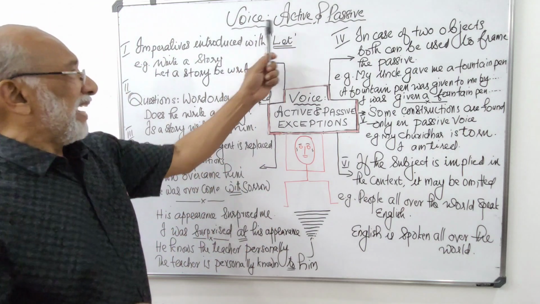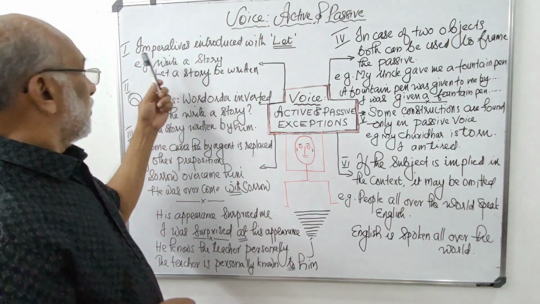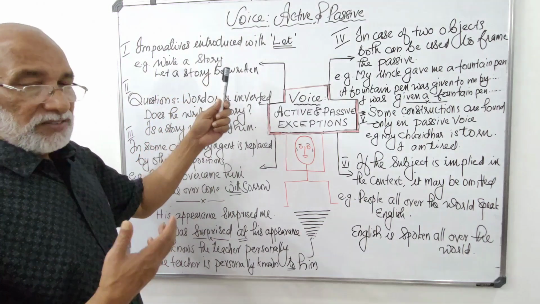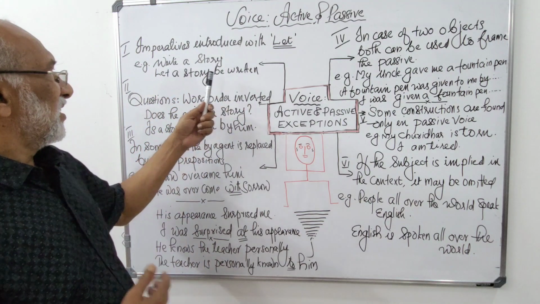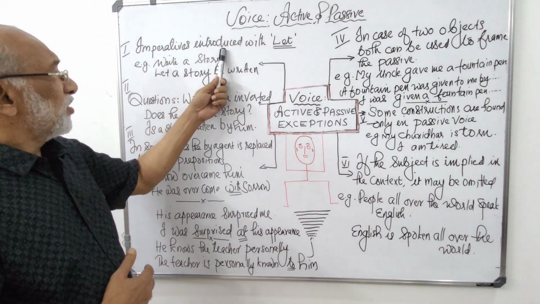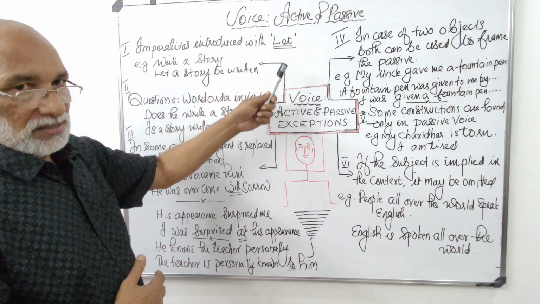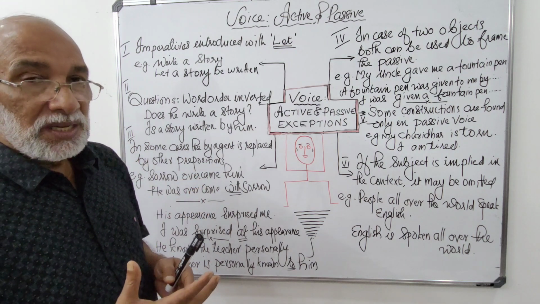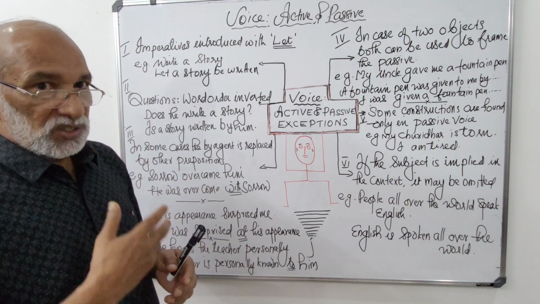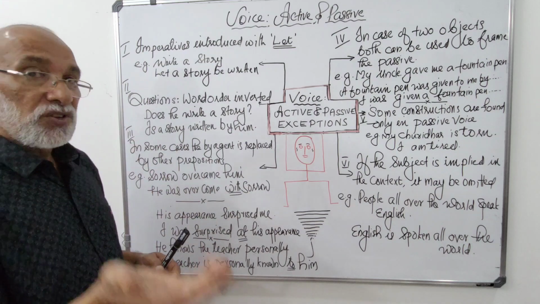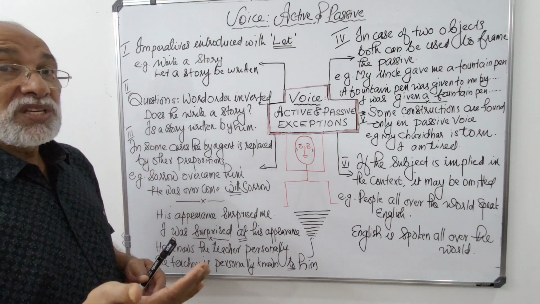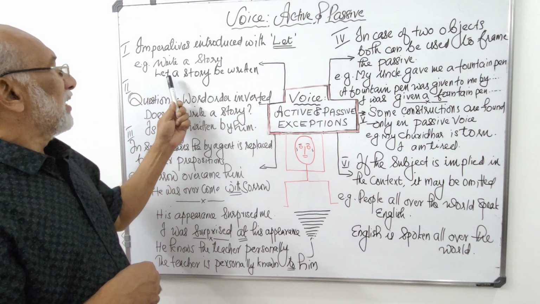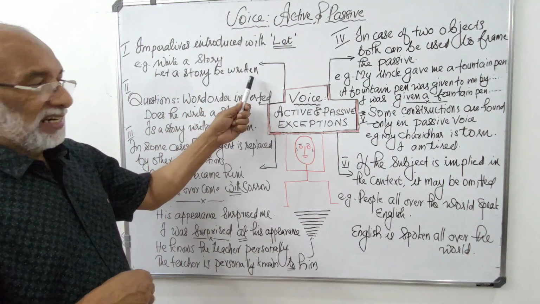Voice, active and passive. The first one is imperatives. Imperatives, you know, commands, requests and entreaties, introduced with the let. When you get a sentence in imperative mood and you want to change it from active to passive, you have to introduce the passive voice with the let. Example: Write a story. Let a story be written.